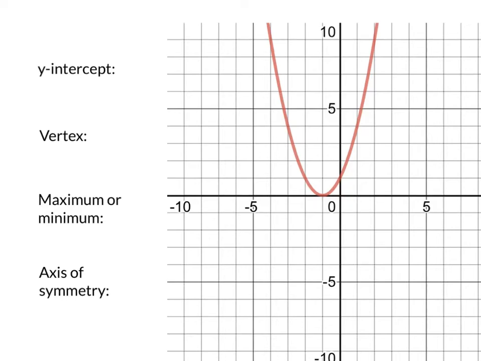Welcome. We are going to look at a graph of a quadratic function, and we're going to determine four things: our y-intercept, our vertex, whether our graph has a maximum or a minimum, and what is our axis of symmetry. So I'm going to start with y-intercept.